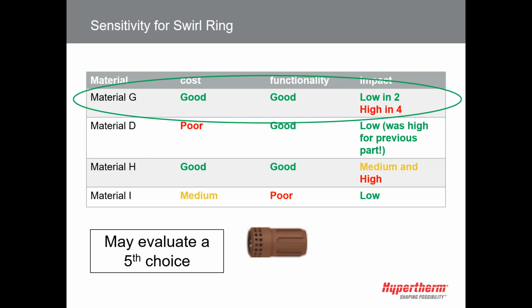Now this was another interesting one. Again, 4 materials, and material D is the same one as the previous part. In the previous part, material D had a relatively high impact compared to the things we were comparing it against, whereas here material D had a low impact. That was really interesting to us because it was being compared against different things, and there was a different process that it was going through. In this case, we didn't really come up with a clear winner across these 4 materials for this part, and so we're looking at a 5th choice in all likelihood. Next slide.